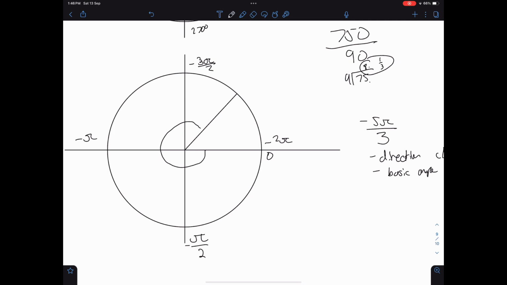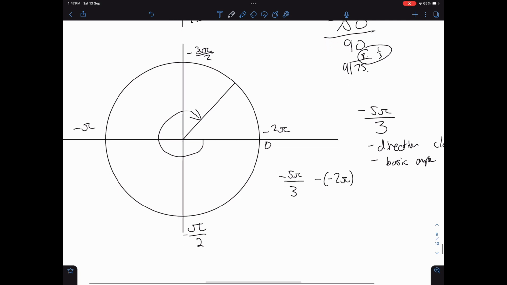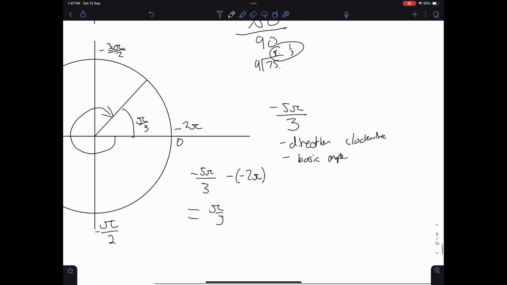So it'll be roughly about here, and our direction looks like that. So basically we just need to find the difference between negative 2 pi and negative 5 over 3 pi. If we do that, we do negative 2 pi minus negative 5 over 3 pi. That would give us pi over 3, and that's our basic angle.